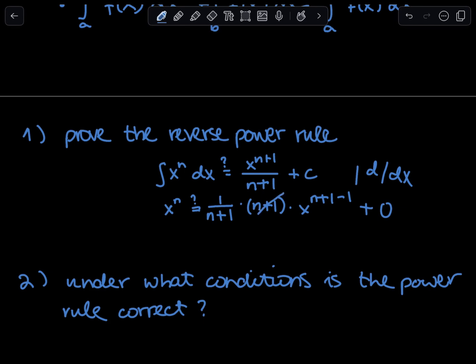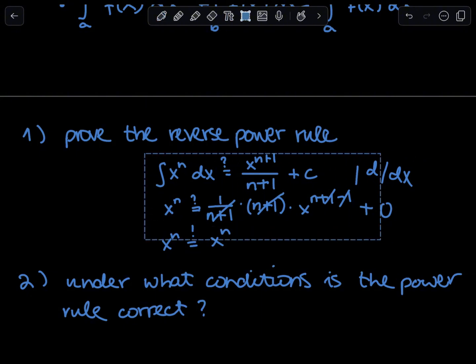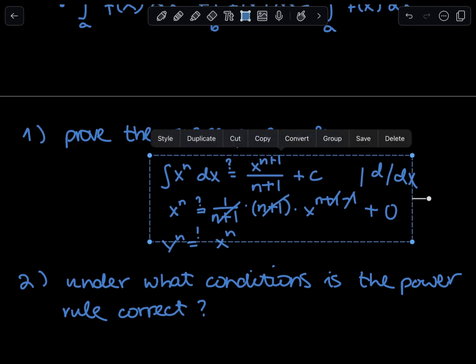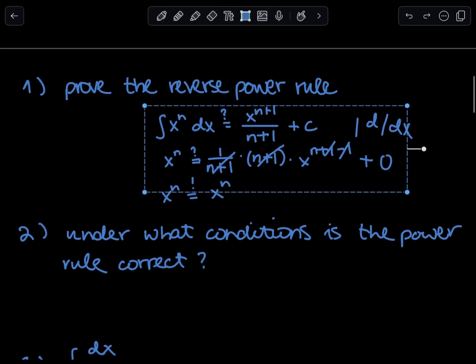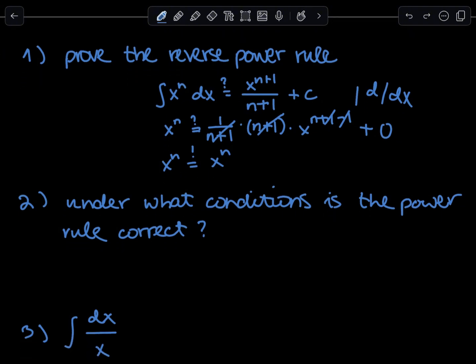So now we see the n plus 1 cancel out, and here the plus 1 and minus 1 cancel out. So we get that x to the power of n is equal to x to the power of n, and this is of course indeed true. And just like that, we've shown that the reverse power rule is correct by differentiating. Okay, let's move on to the next exercise.